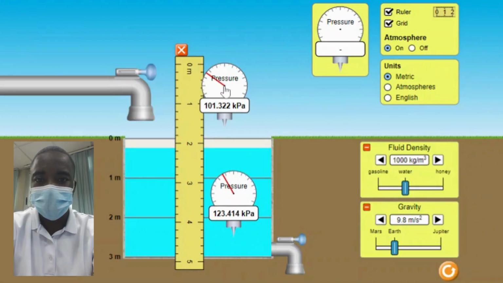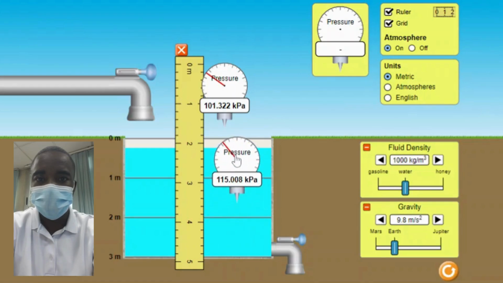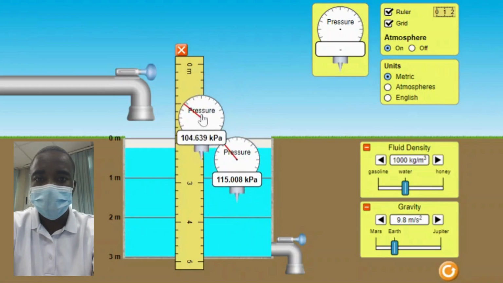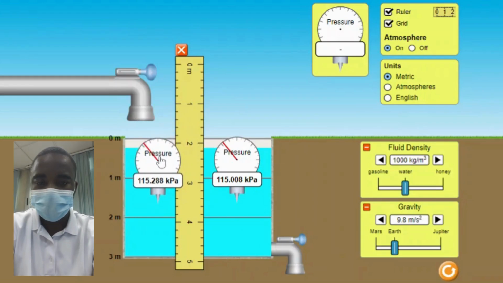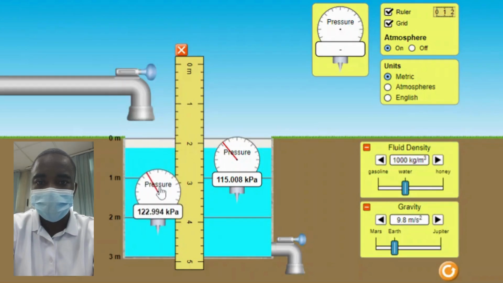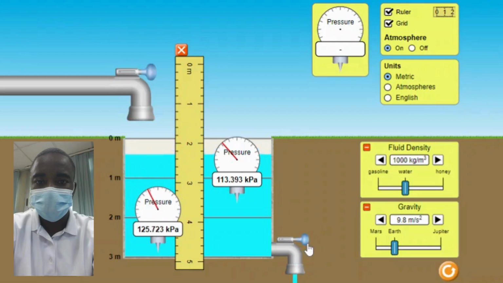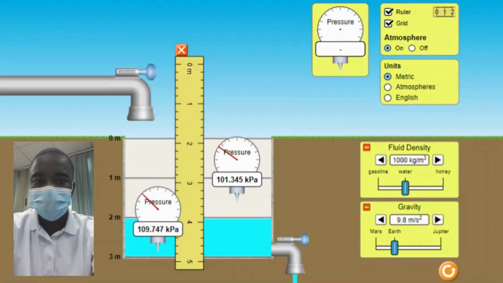Key components of the simulation. Number 1. Fluid density. Students can adjust the density of the fluid in the basin. Changing the density affects the pressure at different depths, as denser fluids exert more pressure than less dense fluids. Number 2. Gravity. The simulation allows students to vary the gravitational force acting on the fluid. Changes in gravity affect the weight of the fluid column, which in turn affects the pressure at different depths.